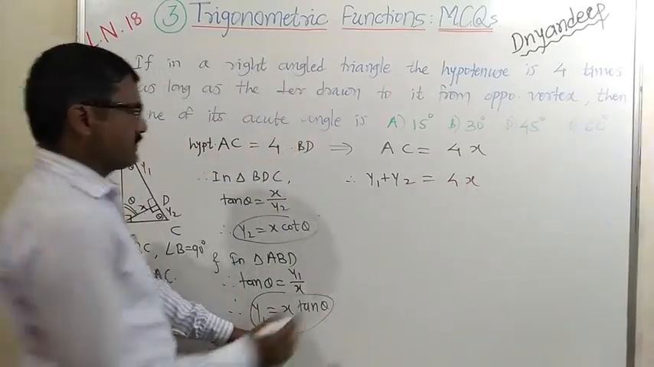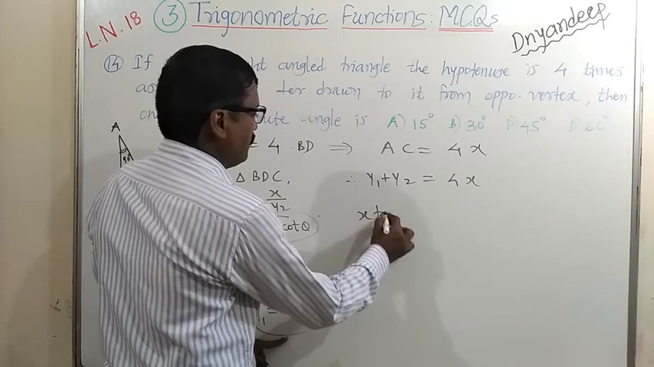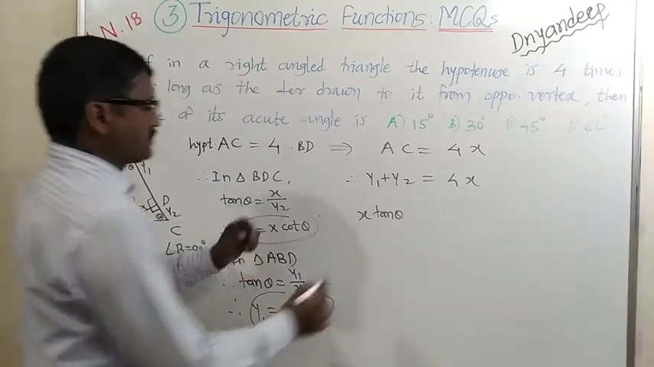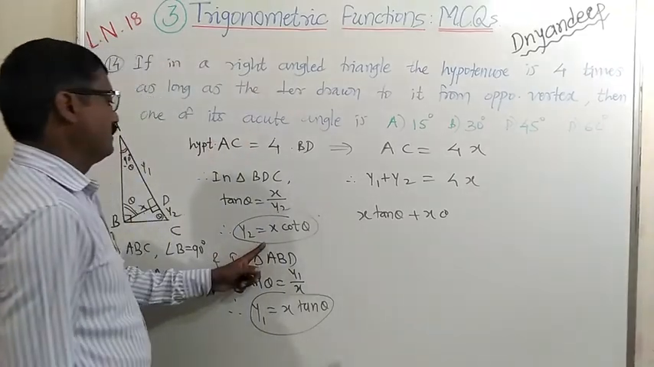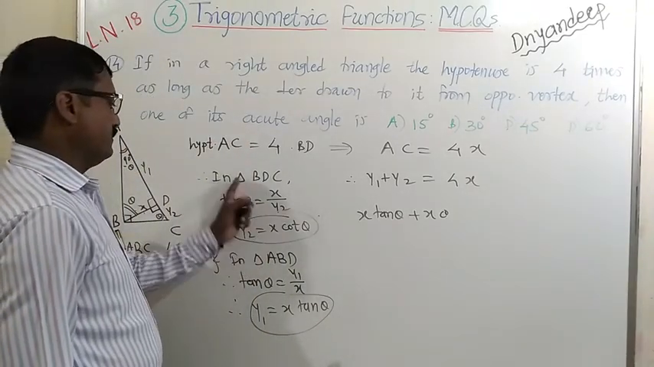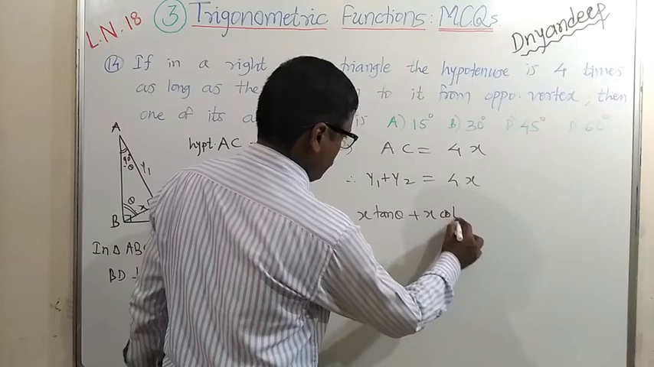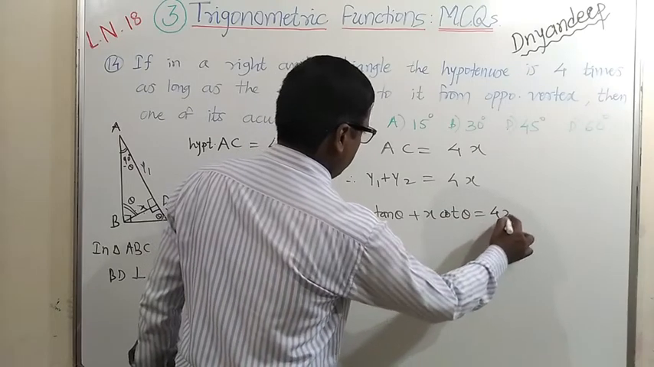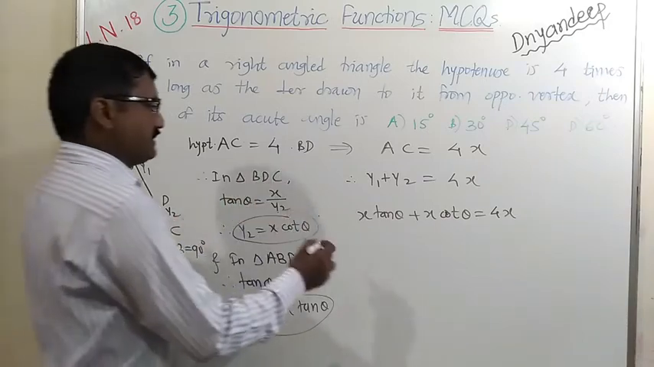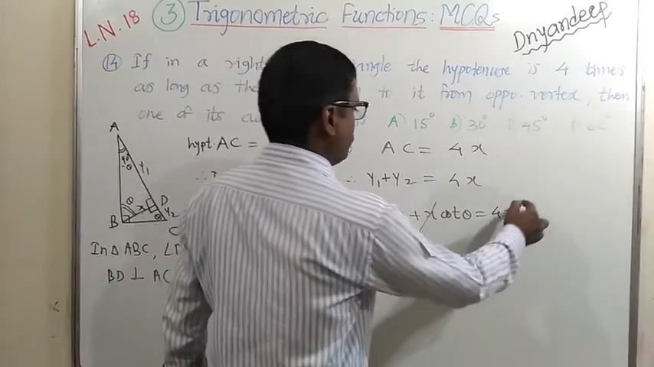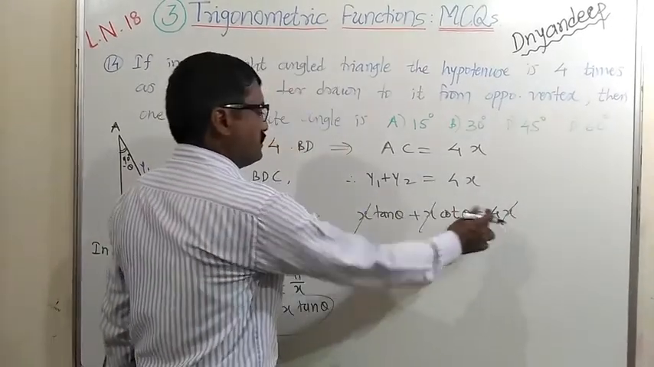y1 is x tan theta, y2 is x cot theta, is equal to 4x. So from this we cancel x from each term. So tan plus cot is equal to 4.